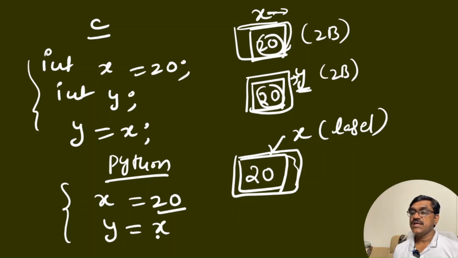Now, when you say y equals x, there is no separate memory location created for y. y is another label given to the same value 20. y and x are the labels or tags pointing to the same memory location, or the same box whose value is 20. This is the case in Python.